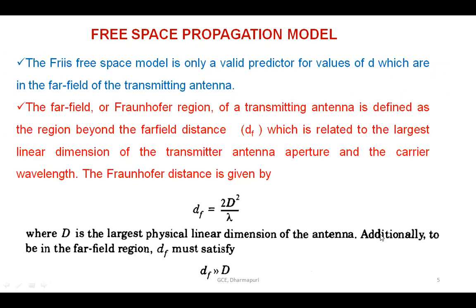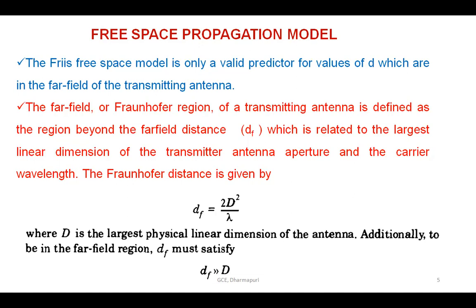The free space model is only a valid prediction for values of d which are in the far field of the transmitting antenna. The far field, or Fraunhofer region, of a transmitting antenna is defined as the region beyond the far field distance, which is related to the largest linear dimension of the transmitter antenna aperture and the carrier wavelength.